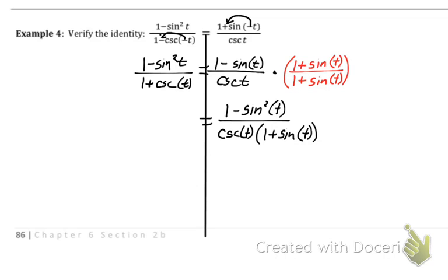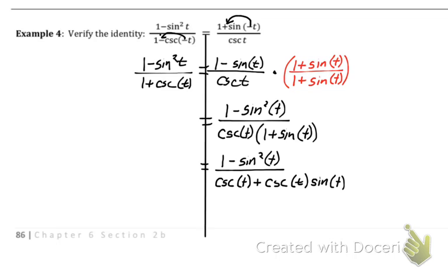So let's go ahead and distribute this cosecant to both items. So that's going to equal 1 minus sine squared t, distributing that cosecant. I'm going to have cosecant times 1, which would be cosecant of t, plus cosecant of t times sine of t. It's definitely looking more like this. I have 1 minus sine squared on top. I have cosecant on bottom. I just needed this to be cosecant plus 1.